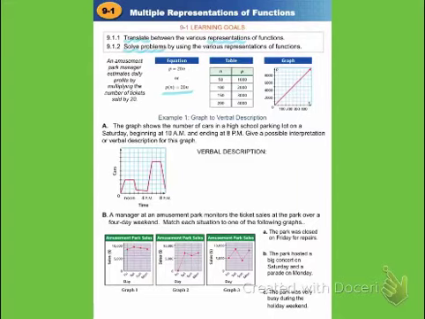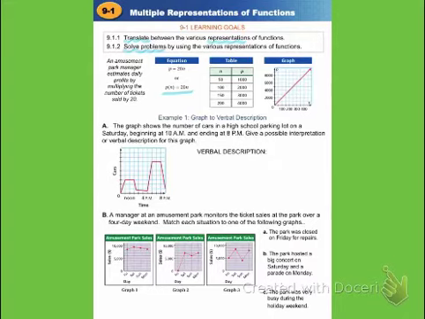So in our first example, we're going to do a graph to verbal description. So we're going to take something that's a graph and we're going to convert it, translate it. In other words, that was our first learning goal. Translate it to a verbal description. So basically, we're going to take a look at this graph and see if we can describe what's going on in this situation based on what the graph depicts.